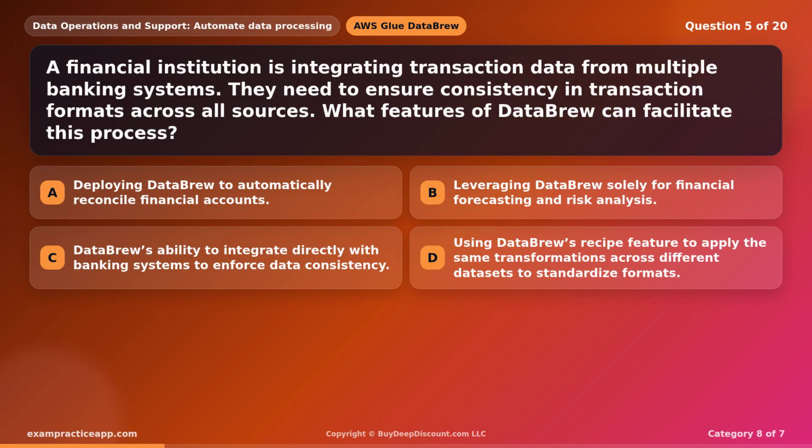Option A. Deploying DataBrew to automatically reconcile financial accounts. Option B. Leveraging DataBrew solely for financial forecasting and risk analysis. Option C. DataBrew's ability to integrate directly with banking systems to enforce data consistency. Option D. Using DataBrew's recipe feature to apply the same transformations across different datasets to standardize formats.